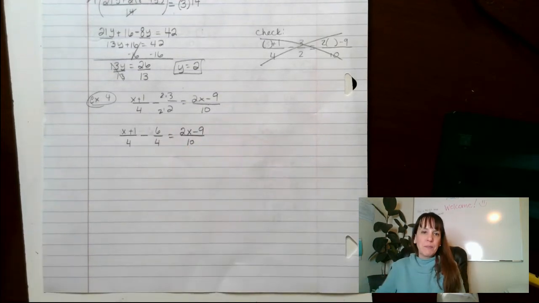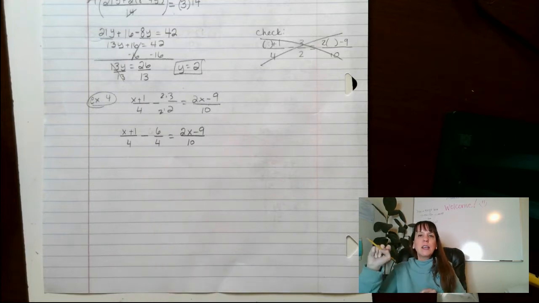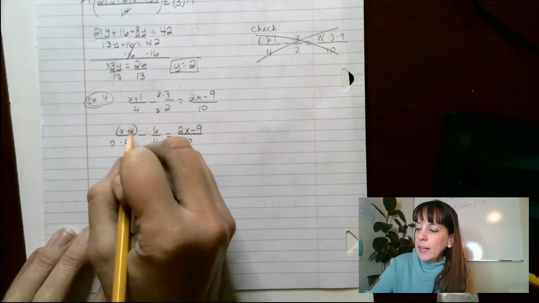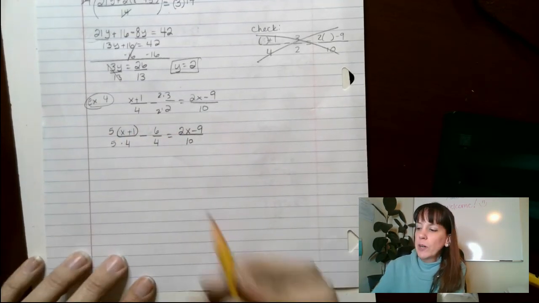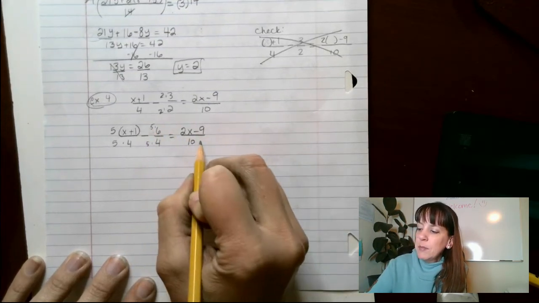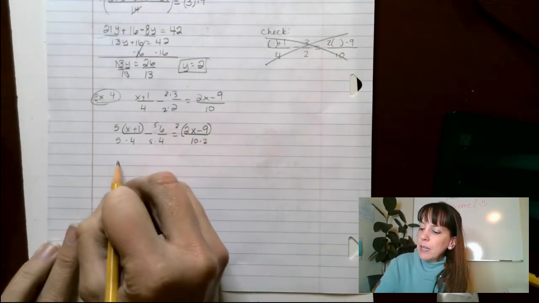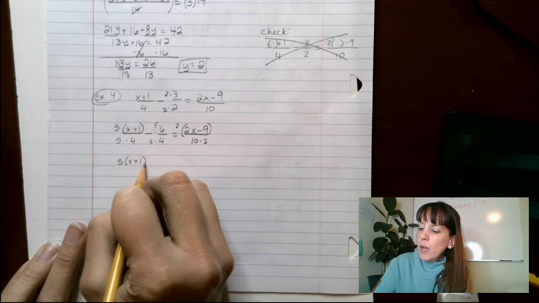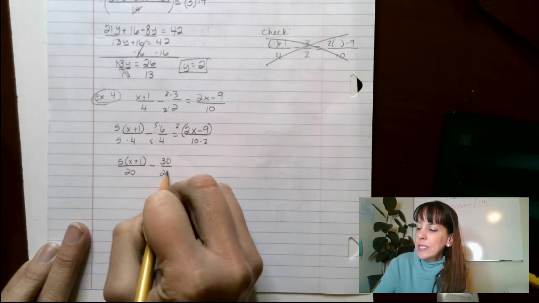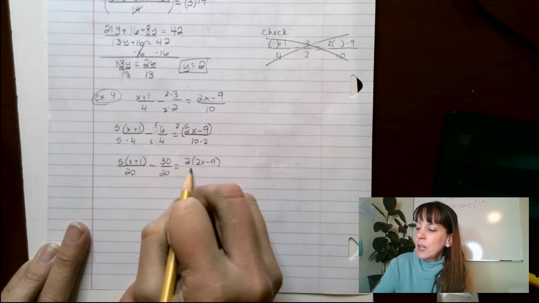I'm going to show you a different way now. There are 3 chunks here, okay? The common denominator for all those chunks is going to be 20. So I need to multiply this by 5 and all that by 5. Remember, for addition and subtraction, throw some parentheses around that. Over here, I multiplied this by 2, with parentheses. So what I have now is 5 times x plus 1 over 20 minus 30 over 20 equals 2x minus 9 over 20.